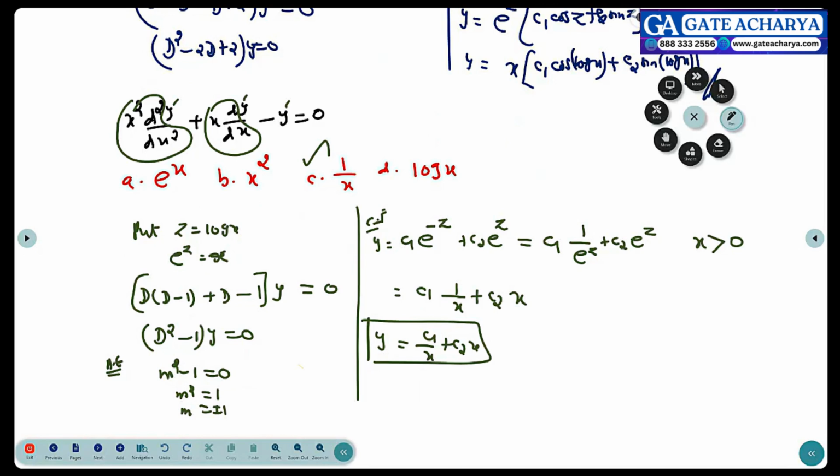But when does the discussion arise? When x is positive and they ask you to check in the options, 1 by x is always positive, but x power minus 1 reduces the value. The solution is always greater than 0, so we get the x answer.